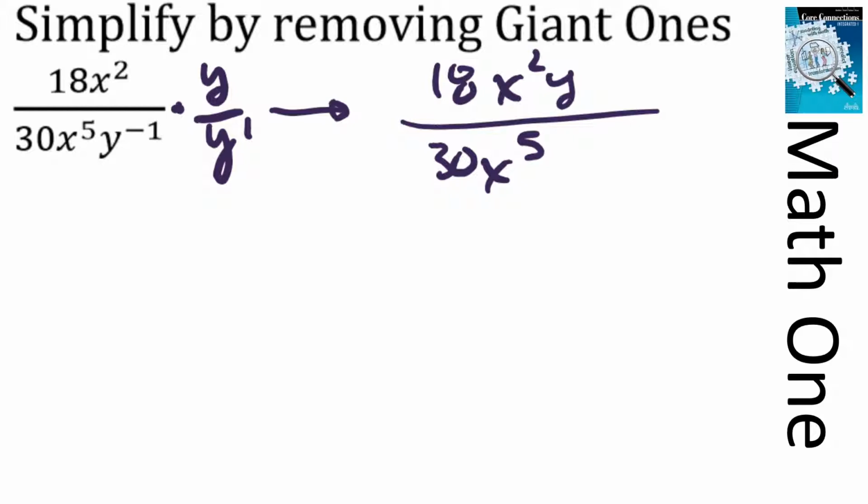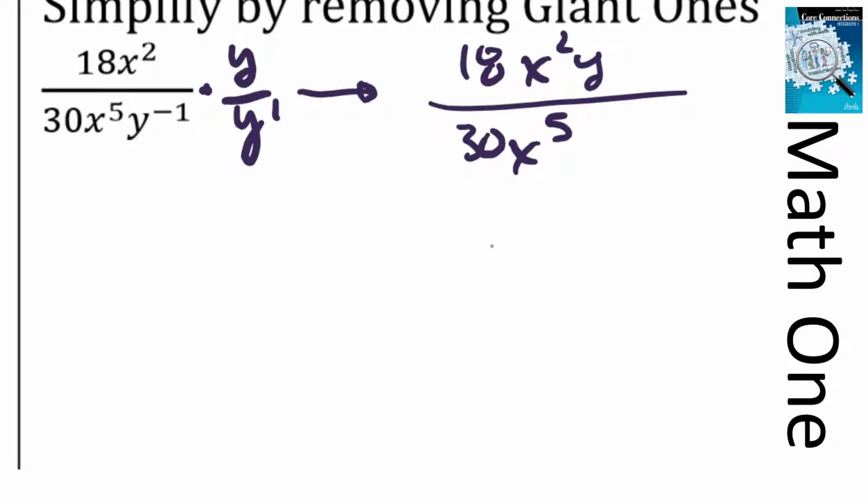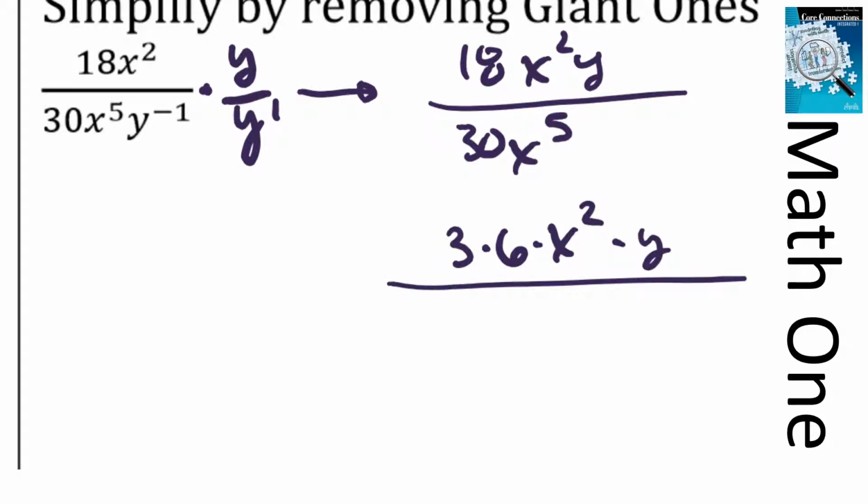The other thing that I have here is clearly there's two factors of x in my numerator and denominator, and 18 and 30 both have common factors. 18 is 3 times 6, and 30 is 5 times 6. So I could rewrite this as 3 times 6 times x squared times y in the numerator. And then in my denominator, I could write 5 times 6 times x squared times x to the third. You'll notice what I've done is I've broken up the 5 factors of x into two groups, x squared times x to the third.